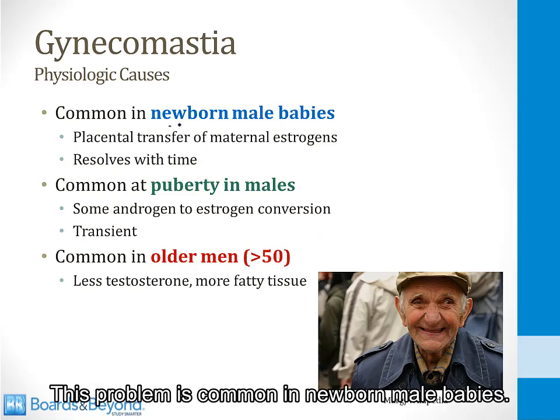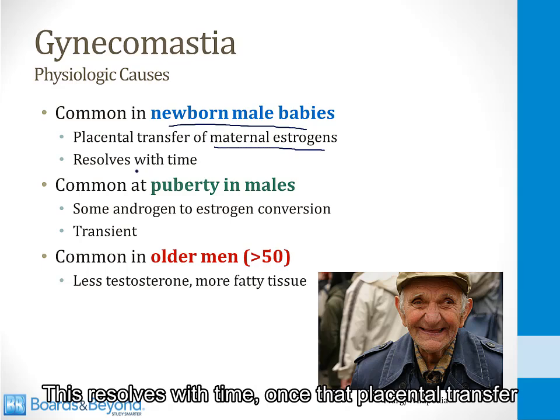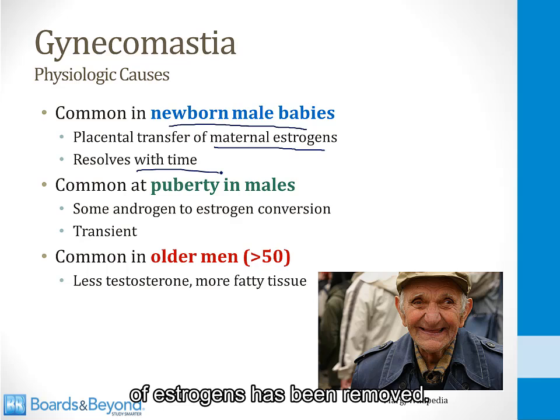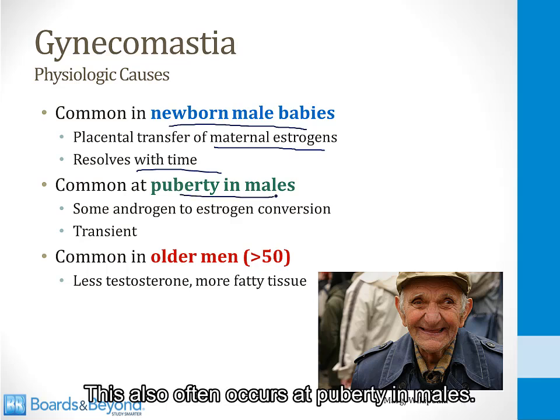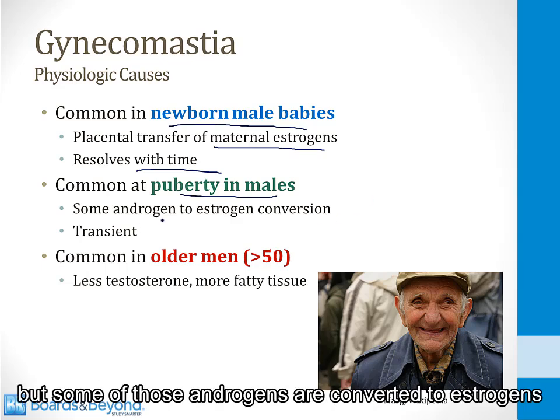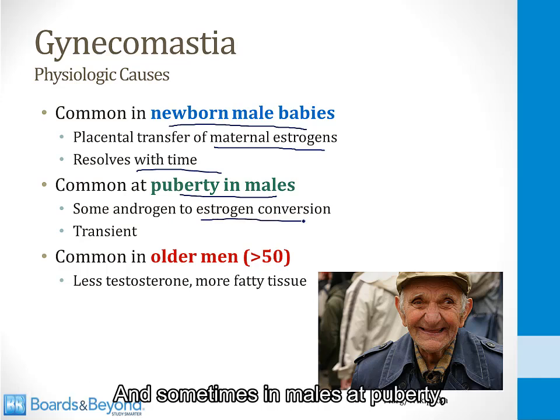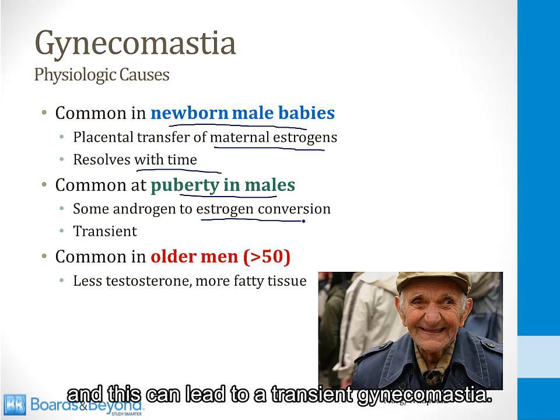This problem is common in newborn male babies. This is because there's placental transfer of estrogens from the mother. This resolves with time once that placental transfer of estrogens has been removed. This also often occurs at puberty in males. At puberty, males begin producing lots of androgens, but some of those androgens are converted to estrogens in the periphery, especially by fatty tissue. And sometimes in males at puberty, initially the balance is off, such that there are more estrogen effects, and this can lead to a transient gynecomastia.